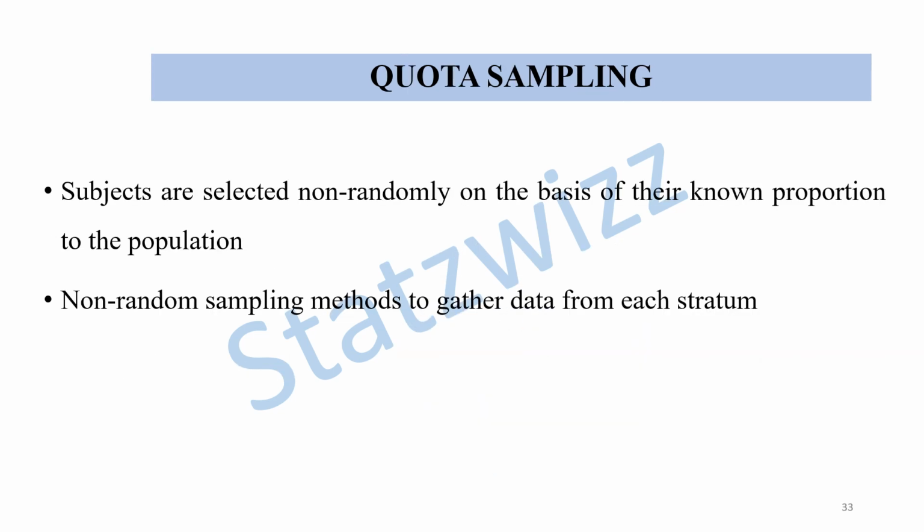The third one is known as quota sampling. This is somewhat similar to stratified sampling, in which we need to divide people into different subgroups or strata or proportions, and then we need to select them. But in this case, we do not select them based on simple random sampling. We can just select the people however we like.